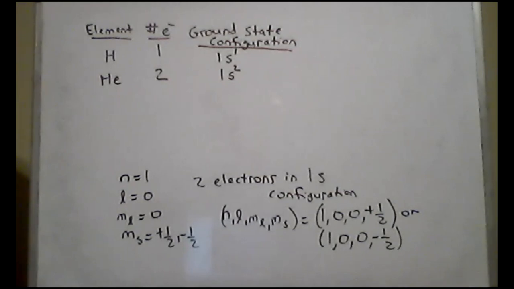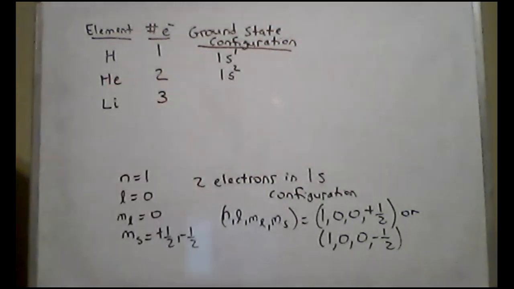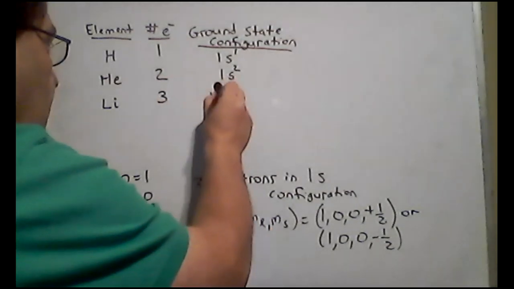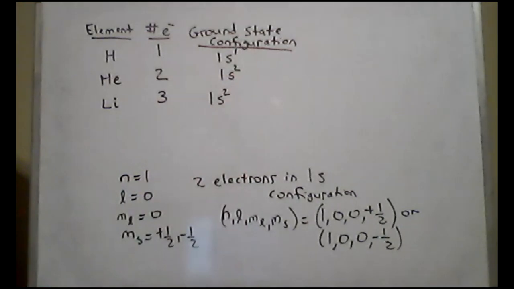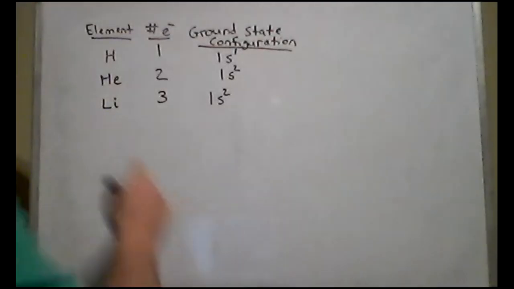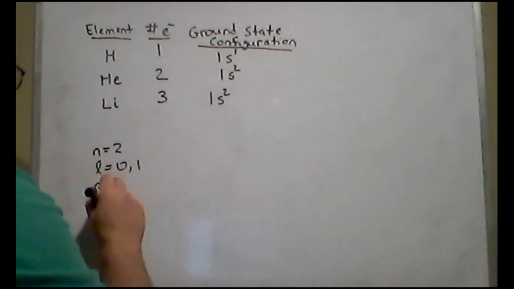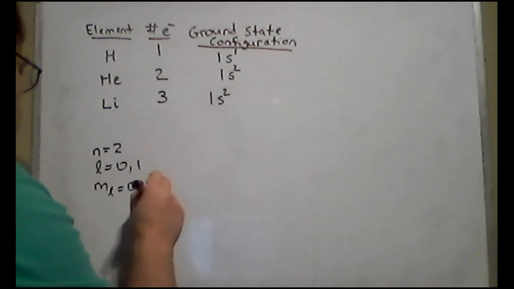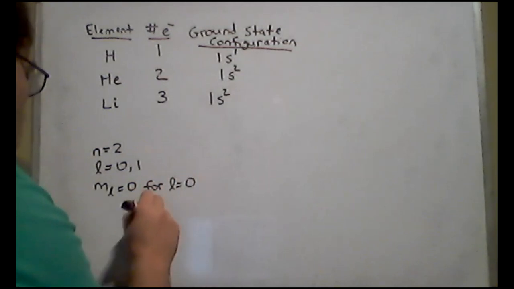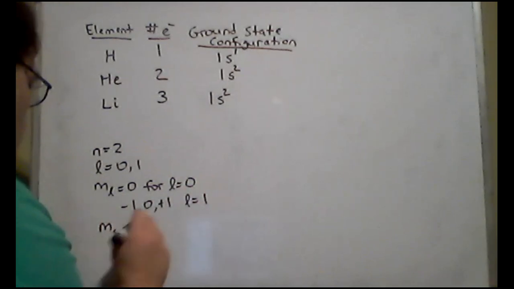Hydrogen and helium are the only 2 atoms where the electrons fit in the 1s shell. And I go to the third element, lithium. Lithium is element number 3, 3 electrons. I can put the first 2 electrons in the 1s shell, but then I now have to go to N equals 2. For N equals 2, L can be 0 and then 1. M sub L would be 0 for L equals 0, or -1, 0, +1 for L equals 1. M sub S, as always, is plus 1/2 or minus 1/2.